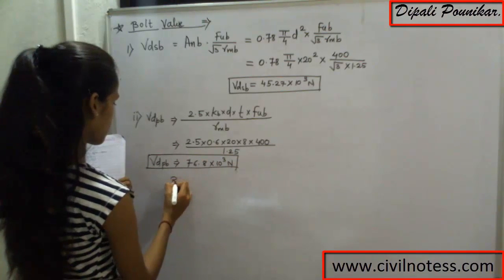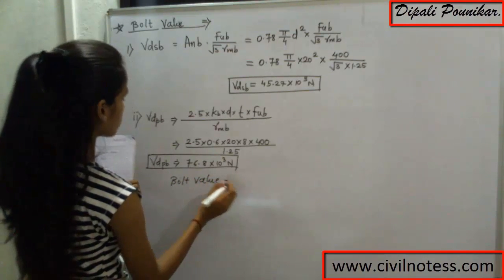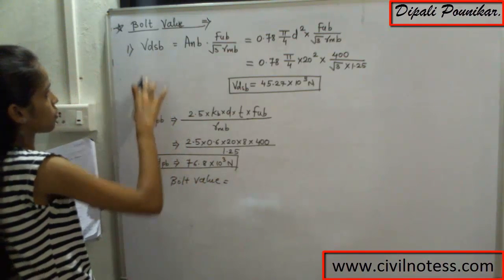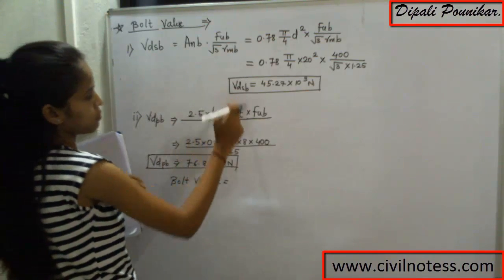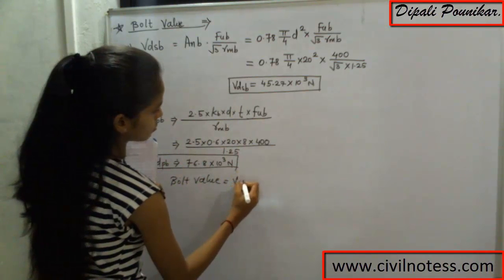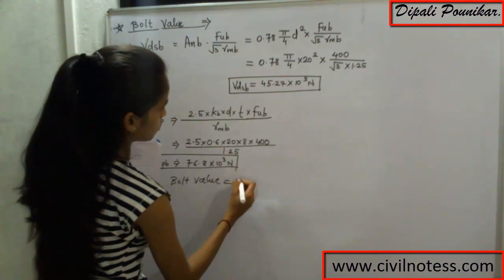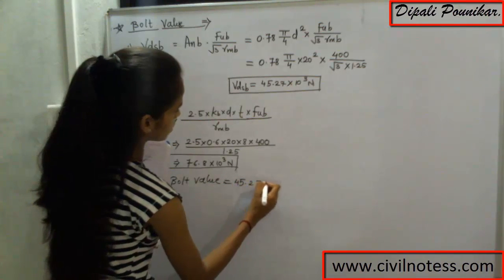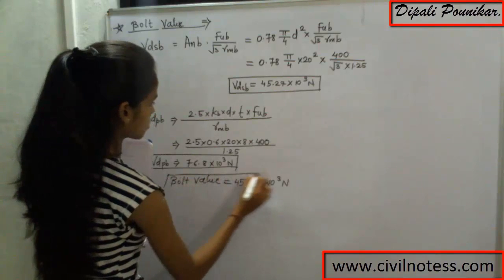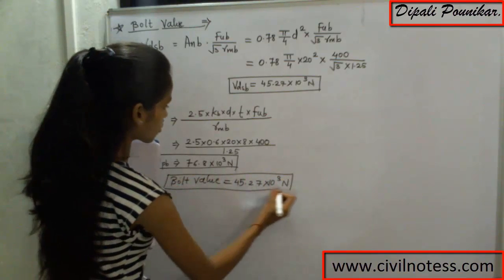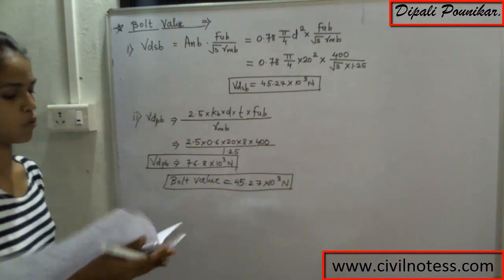Now, the bolt value is the smaller of these two values, Vdsb and Vdpb. So Vdsb is the bolt value, equal to 45.27 into 10 to the power 3 Newton. This bolt value is required for the formula of the number of bolts.